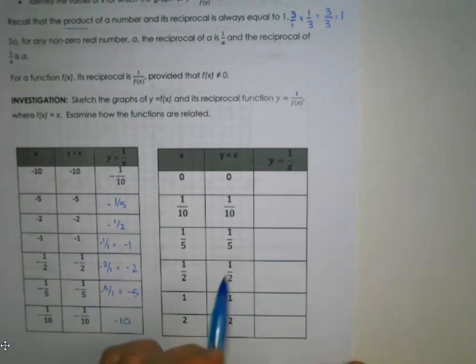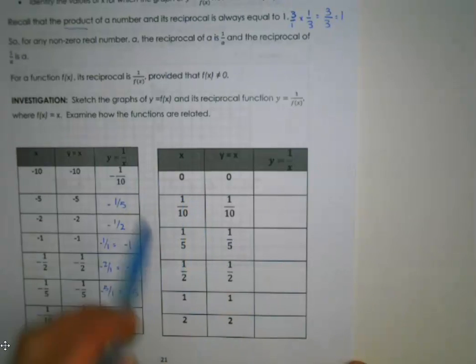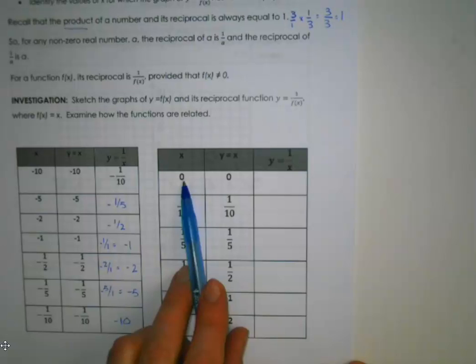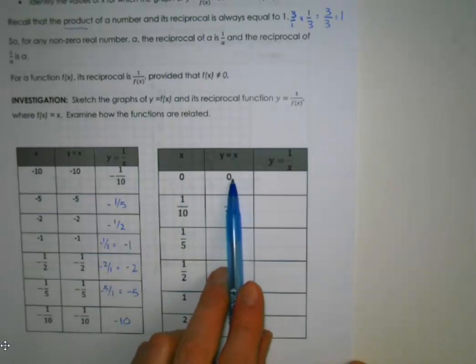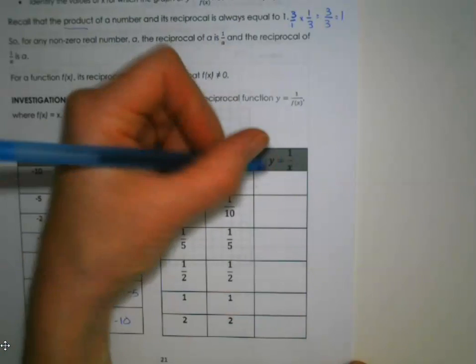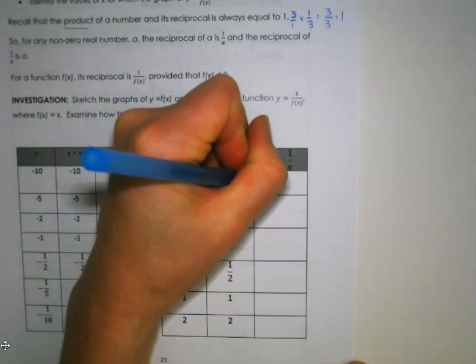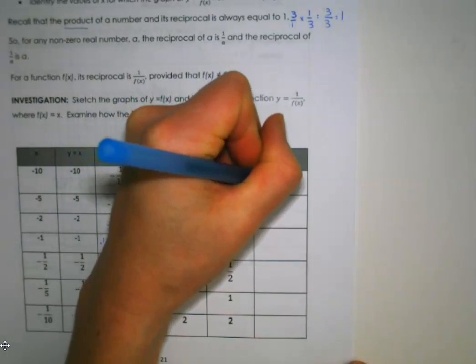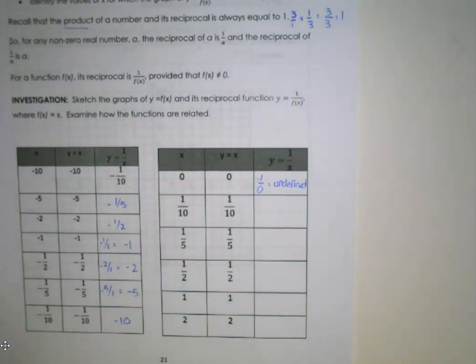Then if we look at this second set, we have another set of values that we can look at here. If x is equal to 0 on the graph, y equals x, y is 0 as well. The reciprocal of that would be 1 over 0. And so we see that that is going to be undefined, right? So we're not going to see that value on the graph.